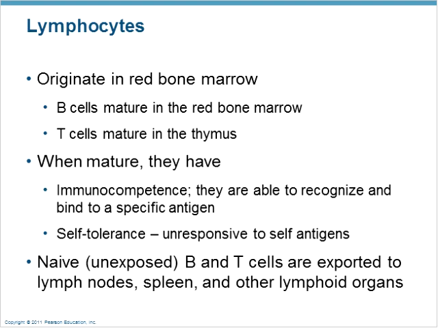All lymphocytes originate in the red bone marrow. B cells mature in the red bone marrow, and T cells move to the thymus gland, where they mature, i.e., T lymphocytes, thymus gland. When they mature, they have immunocompetence. That means they are able to recognize and bind to specific antigens. They have self-tolerance, which means they are unresponsive to self-antigens, so they can bind to specific antigens, but they are unresponsive to our ID antigens, our self-antigens.